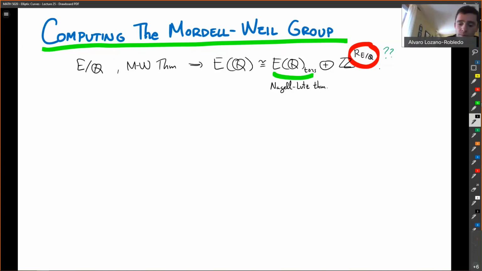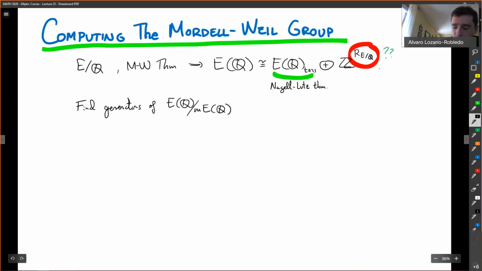So what we're going to do is try to find representatives. We're going to find generators of the weak Mordell-Weil group. If I find generators of those, then with a search up to a certain height, I should be able to find a basis, actual generators of the Mordell-Weil group.